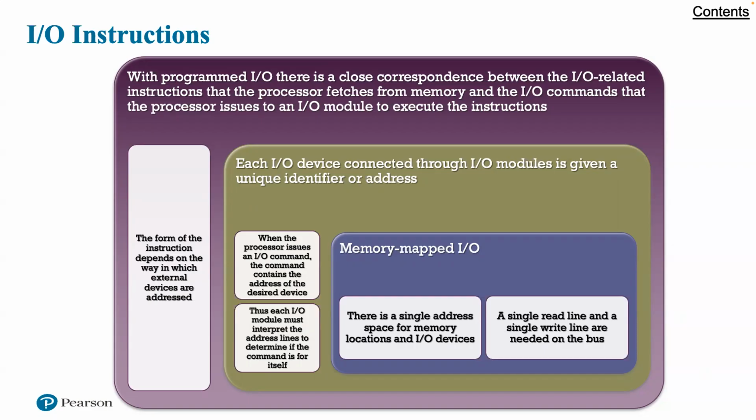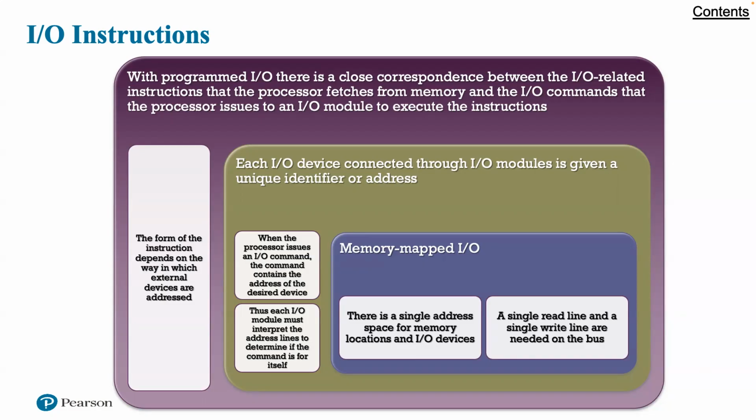Typically, there may be many I/O devices connected through an I/O module to the system. Each device is given a unique identifier or address. When the processor issues an I/O command, the command contains the address of the desired device. Thus, each I/O module must interpret the address lines to determine if the command is for itself.